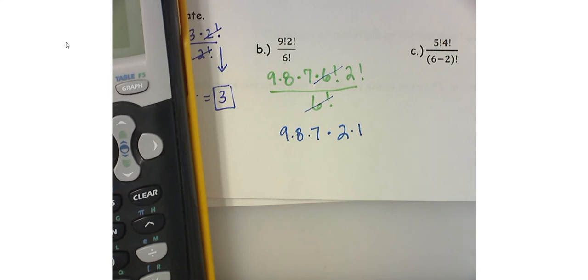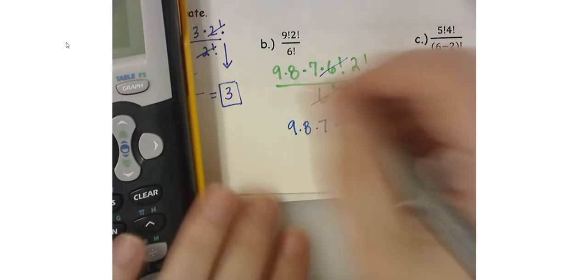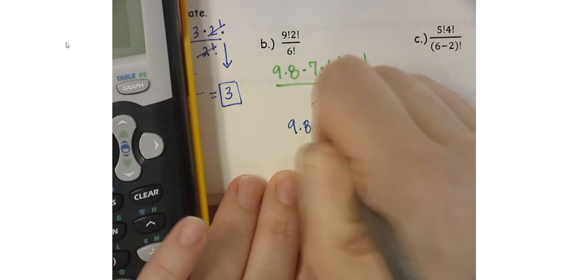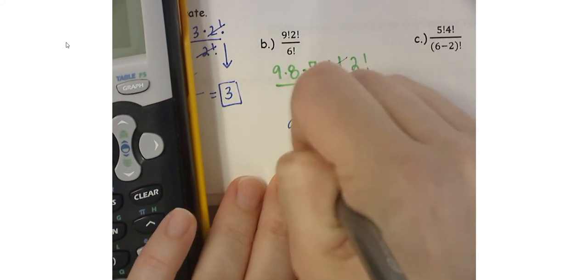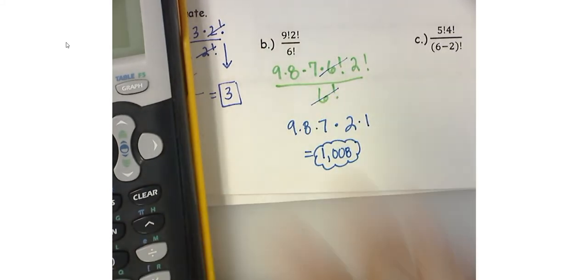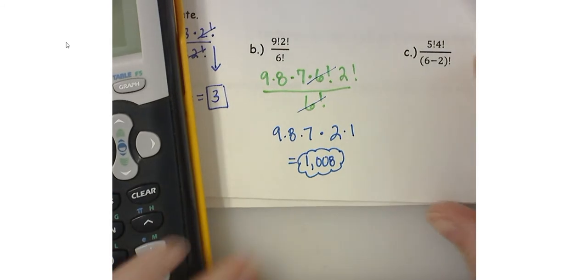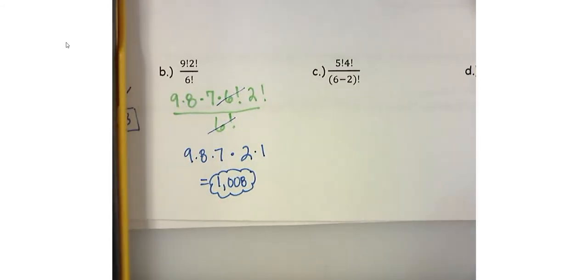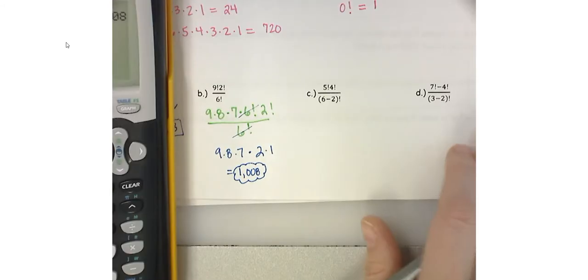Okay. Now for C and D, you do have some different parentheses here. If the 6 minus 2 is inside parentheses, you're going to do that part first. So 6 minus 2 is 4. So the 4 factorials are going to cancel out, and you're going to do 5 factorial.